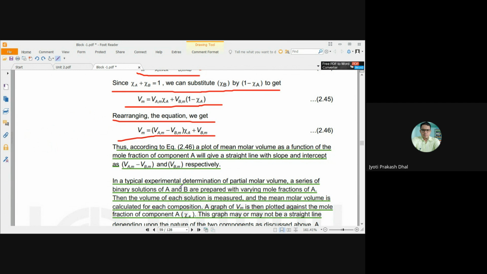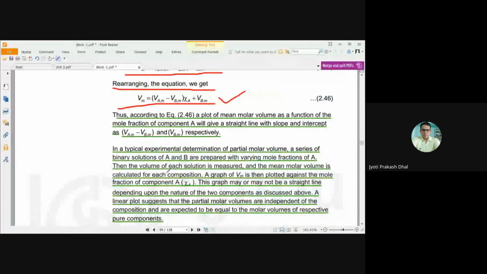So if you compare this equation to y equals mx plus c, then we will find out that the nature of the graph will be a straight line with slope VAM minus VBM and with intercept VBM respectively.